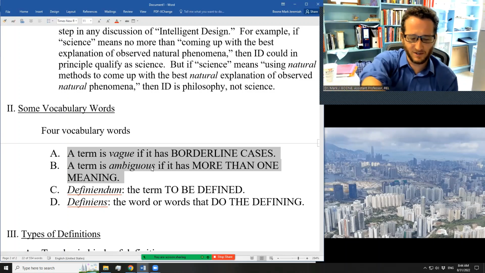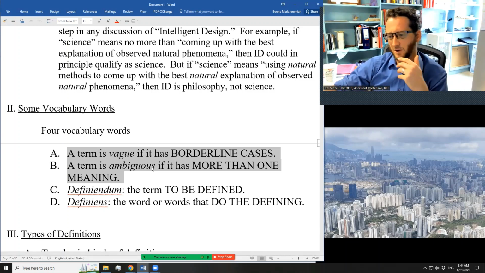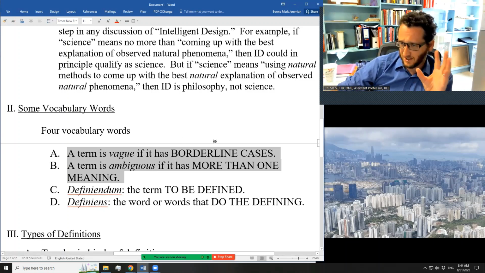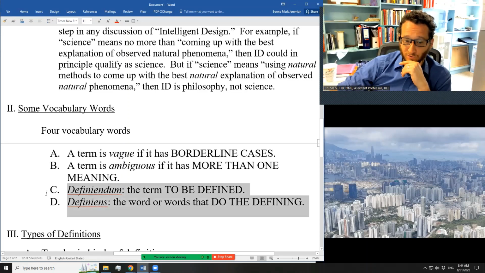Unfortunately, I can't think of a good example off the top of my head, but it does happen. But try not to get confused. A term is vague if it has borderline cases. A term is ambiguous if it has more than one meaning. Here are two useful terms.